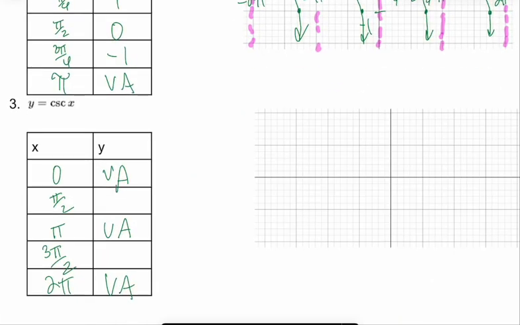The reciprocal of 1 is 1. That's why pi over 2 is 1. But 3 pi over 2, the reciprocal of -1 is -1. So we have an up bump and a down bump. And that's what should happen for a secant and a cosecant. One of them should be +1 going up. One of them should be -1 going down.